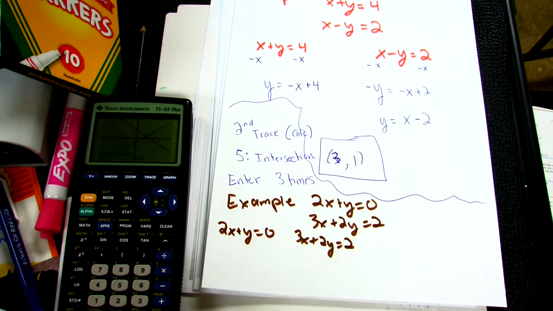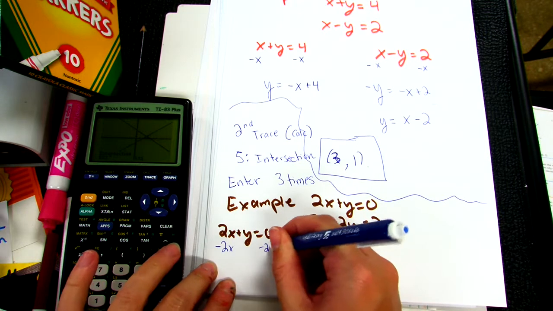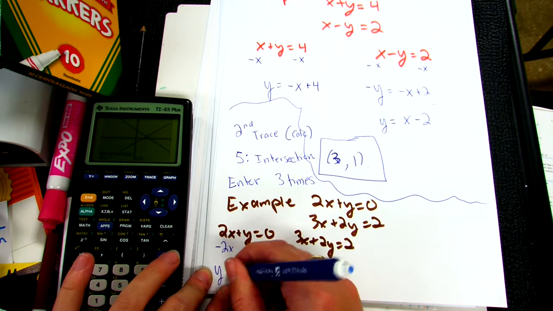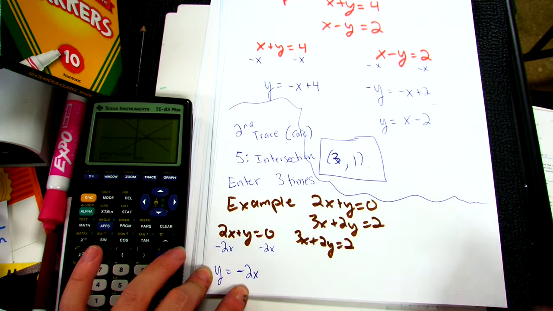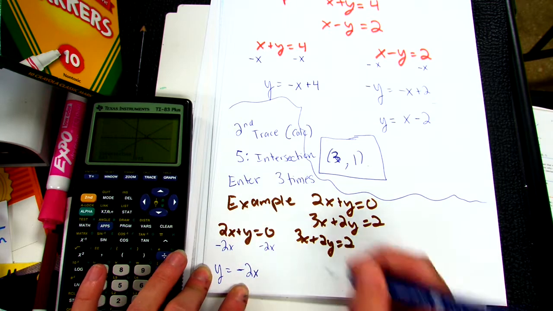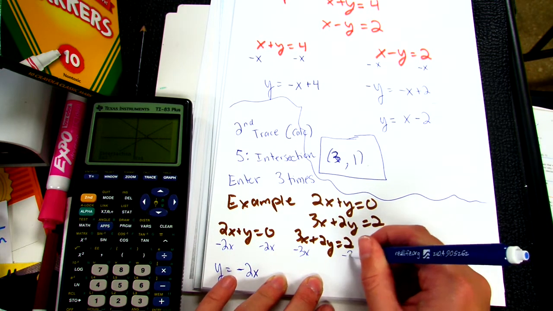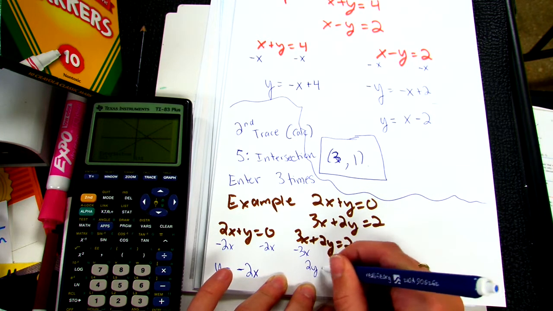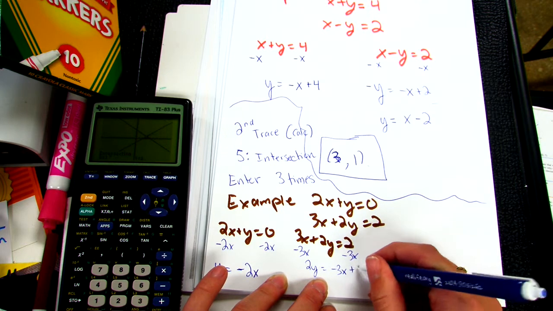Okay, so for the first one, I'm going to start with subtracting 2x from both sides. So I get y is equal to negative 2x. Oh, that's it, right? Because it was set equal to 0. So that's my first equation. The second equation in the system, I'm going to subtract 3x from both sides. So I get 2y is equal to negative 3x plus 2.